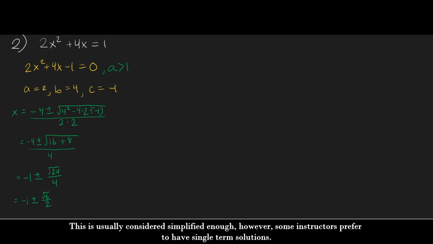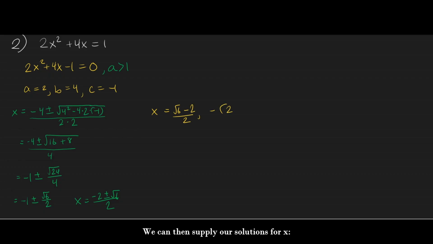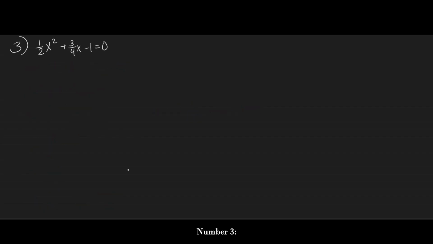This is usually considered simplified enough, however some instructors prefer to have single term solutions. If that's the case, we can find the common denominator. X equals negative 2 plus or minus the square root of 6, divided by 2. We can then supply our solutions for x. X equals the square root of 6 minus 2 divided by 2, and negative 2 plus the square root of 6 divided by 2.